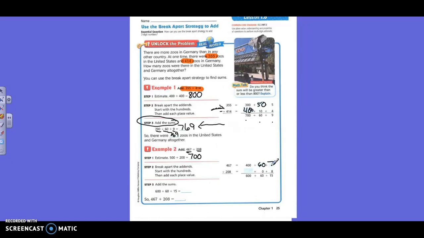Now I want you to do 208. Write what the first number is in the blue box. What's that one number going to be? Don't be shouting anything out. Then I want you to try to also find the answer for step 3.